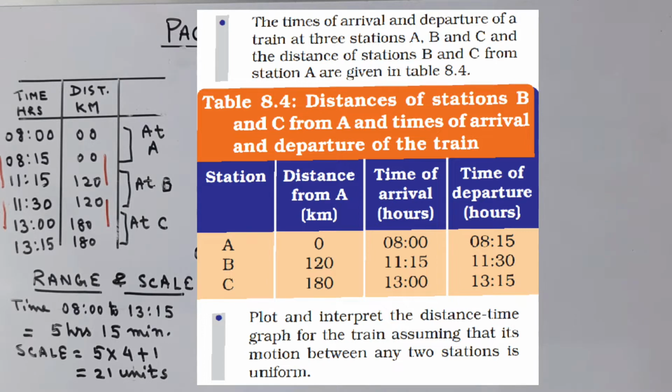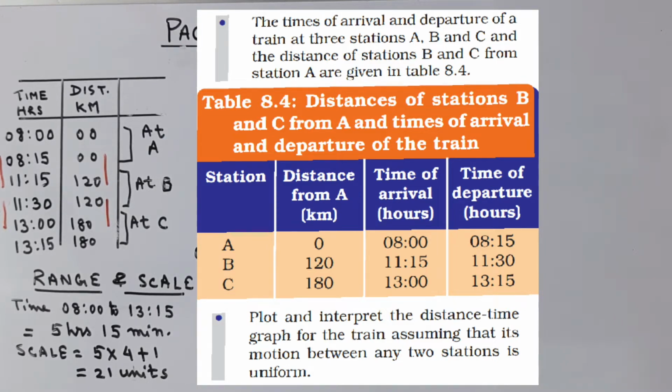So we see that there are three stations A, B and C. A train arrives at station A at 0800 hours, halts there for 15 minutes till 8:15 hours, and then it departs from station A and reaches station B at 11:15 hours. Station B is at a distance of 120 kilometers from station A.